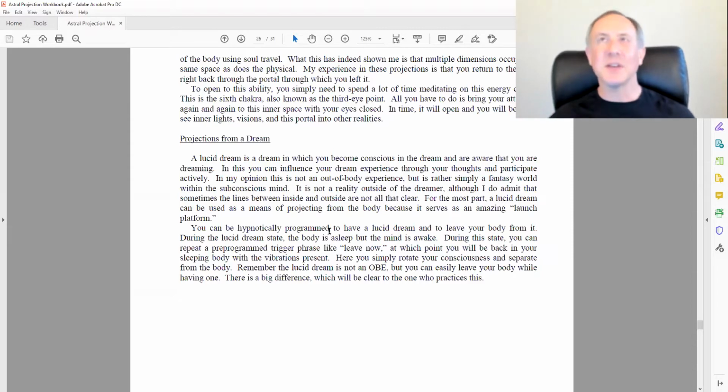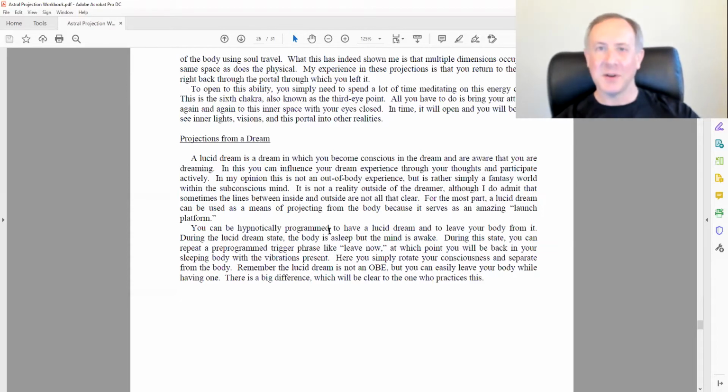I haven't taught this in a little while, so it's not news to me. But yeah, when you do lucid dream, the way I do it is I say leave now. I end up back in the body because that's my programming. I invoke the vibrations very easily because the body's asleep, like very asleep. And then leave now, I rotate out. So it's still a vibrational projection, but you're just cheating for body asleep, mind awake.